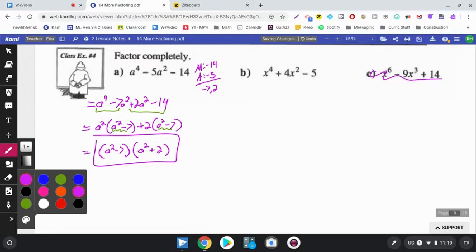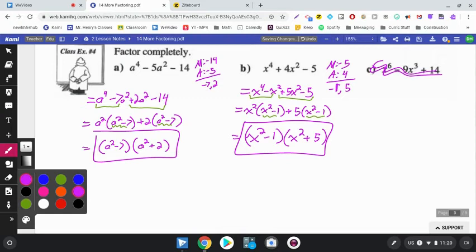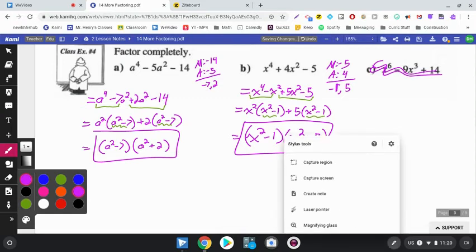Okay, I don't want you to do C, but I want you to try B ahead of me. So pause, and then I'll give you the answer to that one. A little longer than a few minutes later. And there you have it. There's our answer for B. You can see my work, and hopefully you got the same answer.